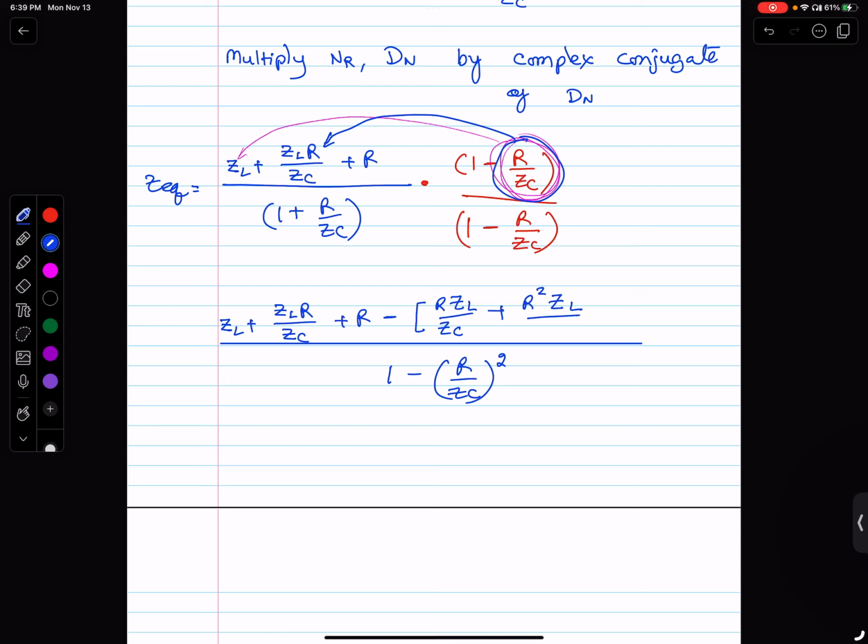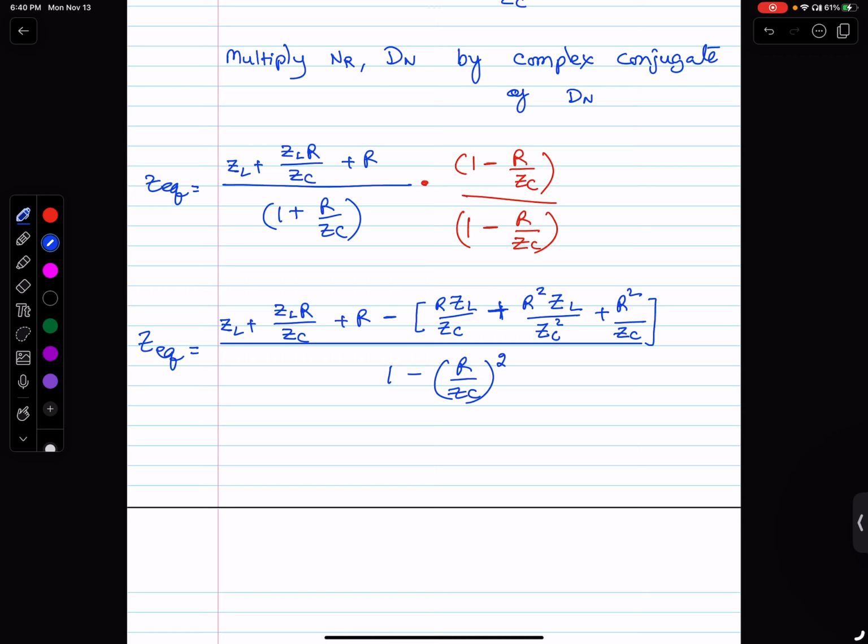Okay, R times ZL over ZC squared. That's the second term. The third term is simply the multiplication of these two, which is R squared by ZC. So that's simply algebraic manipulation we are looking at right now. Okay, this is all Z equivalent.